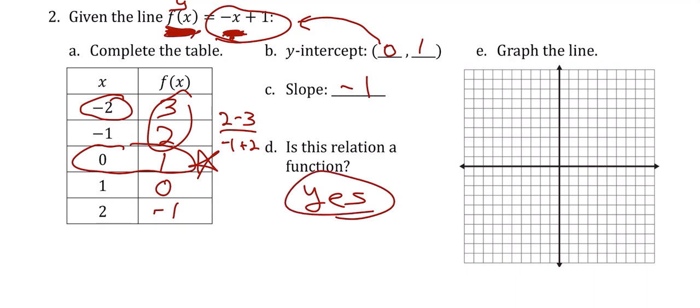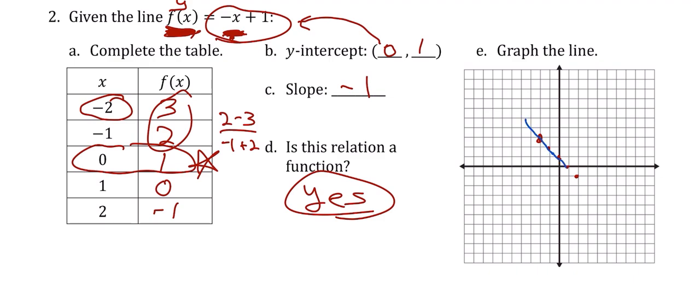We know this is a function because each x leads to only one y value, and we can now graph the line. So we have the point -2, 3: 1, 2, 3. So here's our first point. Then -1, 2. We have the point 0, 1. We have the point 1, 0. And then we have the point 2, -1.